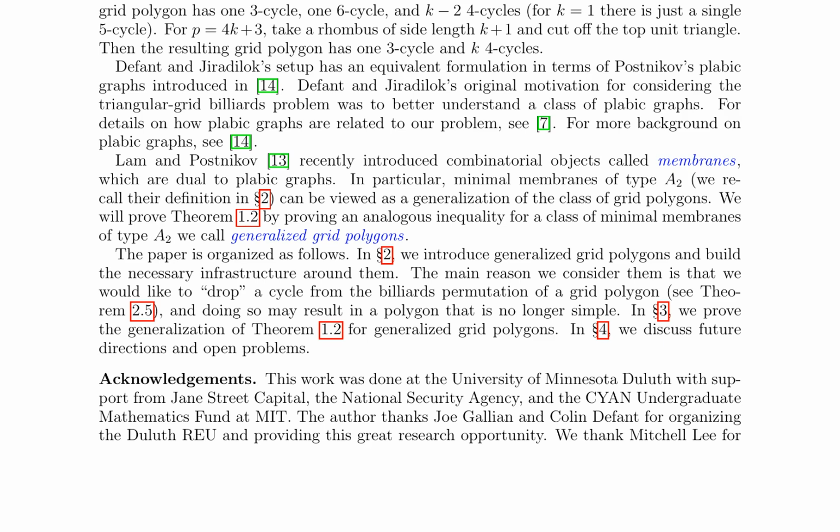The authors acknowledge the support of various organizations, including Jane Street Capital, the National Security Agency, and the Cyan Undergraduate Mathematics Fund at MIT, which enabled this research opportunity. Additionally, they express gratitude to Joe Gallian and Colin Defant for organizing the Duluth REU and to Mitchell Lee for his contributions to the project.